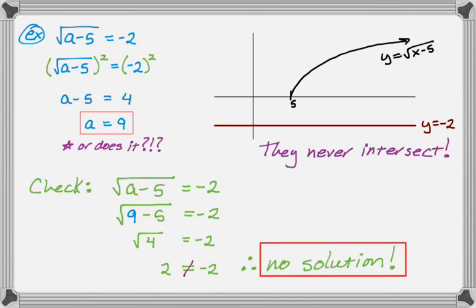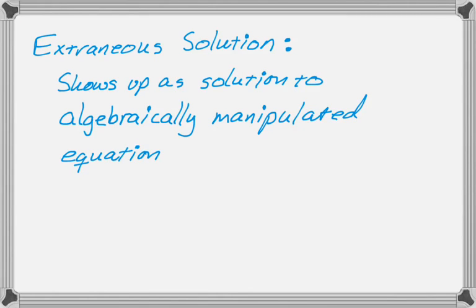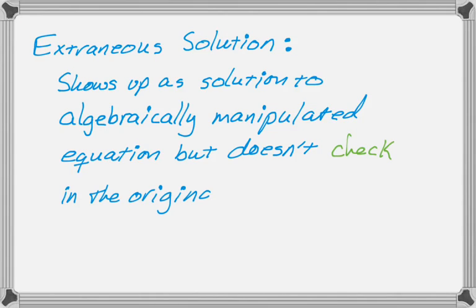There's a name for that, and it actually happens fairly regularly with these. And it's called an extraneous solution. So an extraneous solution is a solution that shows up when you algebraically manipulate. So you square both sides or cube both sides, whatever. You get answers, multiple answers, one answer, whatever. But then when you go back and check, it's not going to check in the original. So the key thing here, the absolutely most important part is check. You have to go back and check your answers.